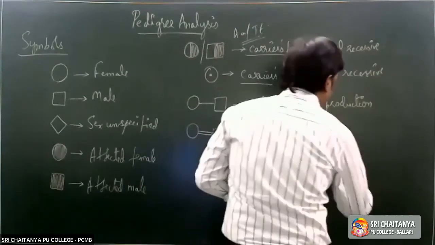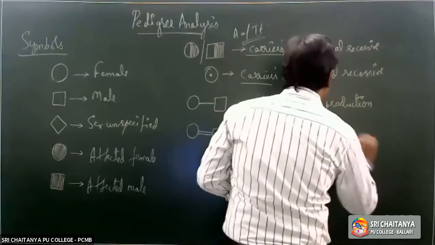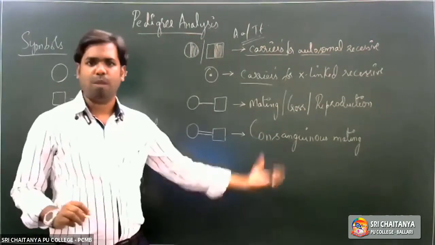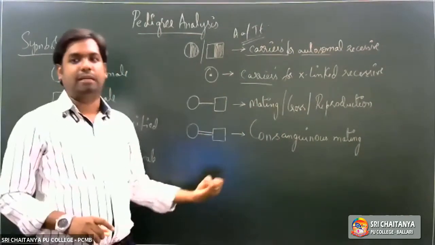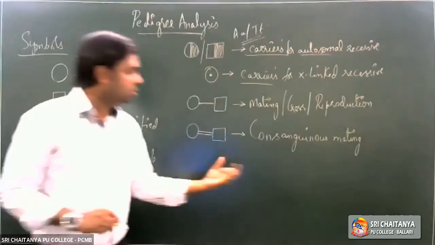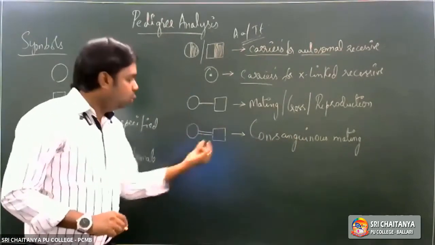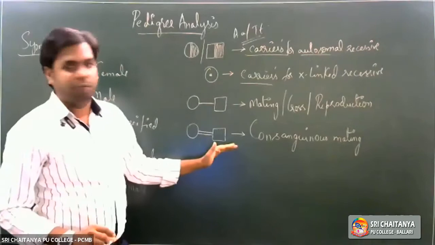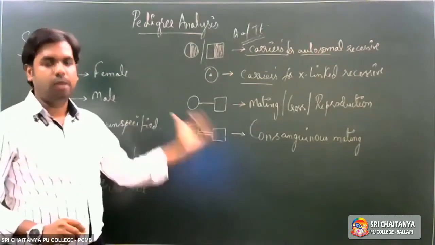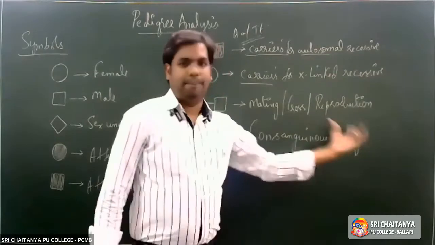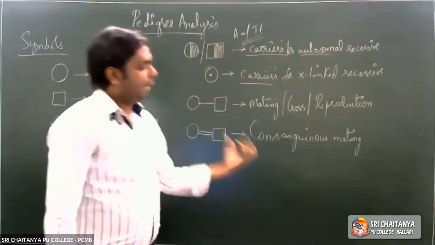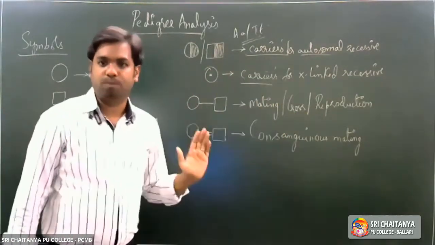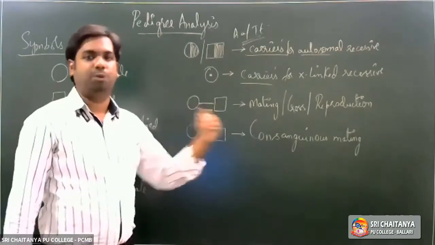So what does consanguineous mating mean? Consanguineous mating is nothing but mating between close relatives, or marriage between close relatives. It is indicated by two lines joining the male and the female. So if there are two lines joining a female and a male individual, we call it consanguineous mating, a marriage between closely related individuals. Consanguineous mating is marriage between close relatives.